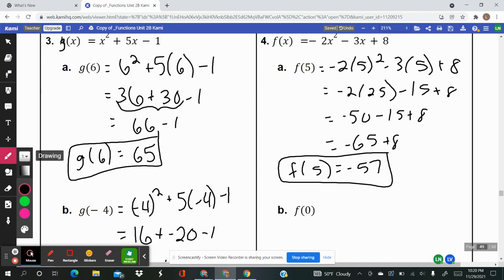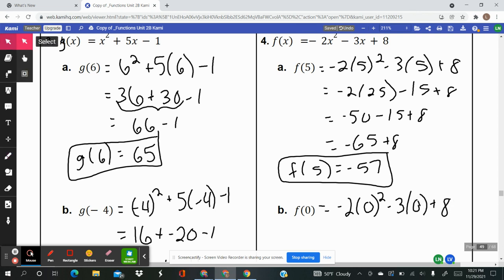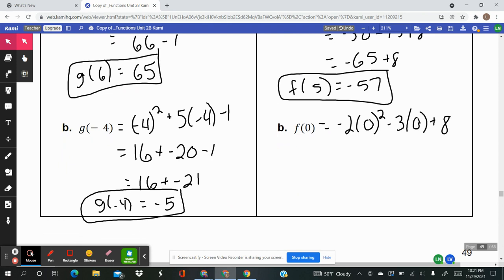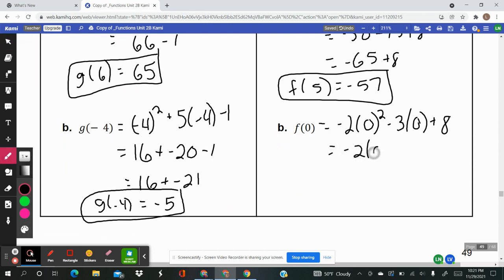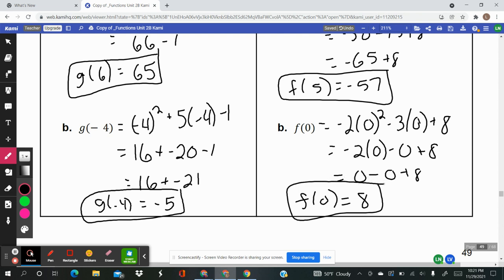Letter B. Negative 2 times quantity 0 squared minus 3 times 0 plus 8. So it tells me that my x value is going to be 0, so I'm going to replace it with a 0. So negative 2 times 0 minus 0 plus 8. So that becomes 0 minus 0 plus 8, which simplifies to 8. So f of 0 equals 8.